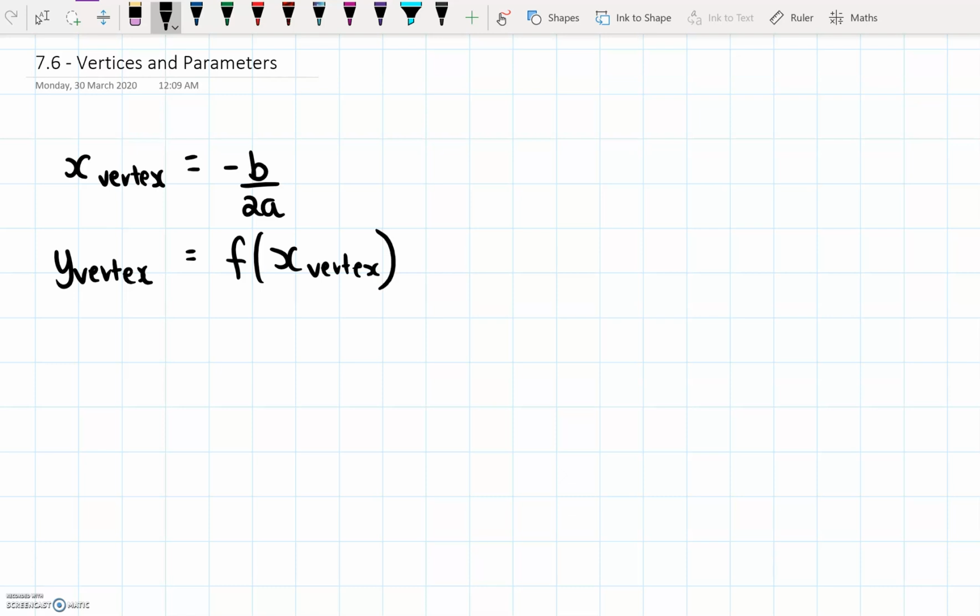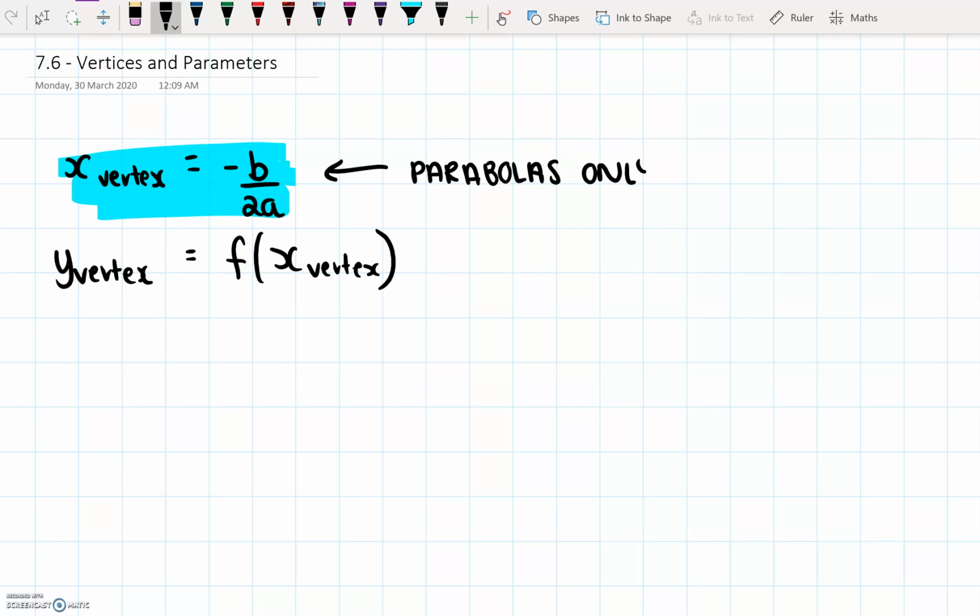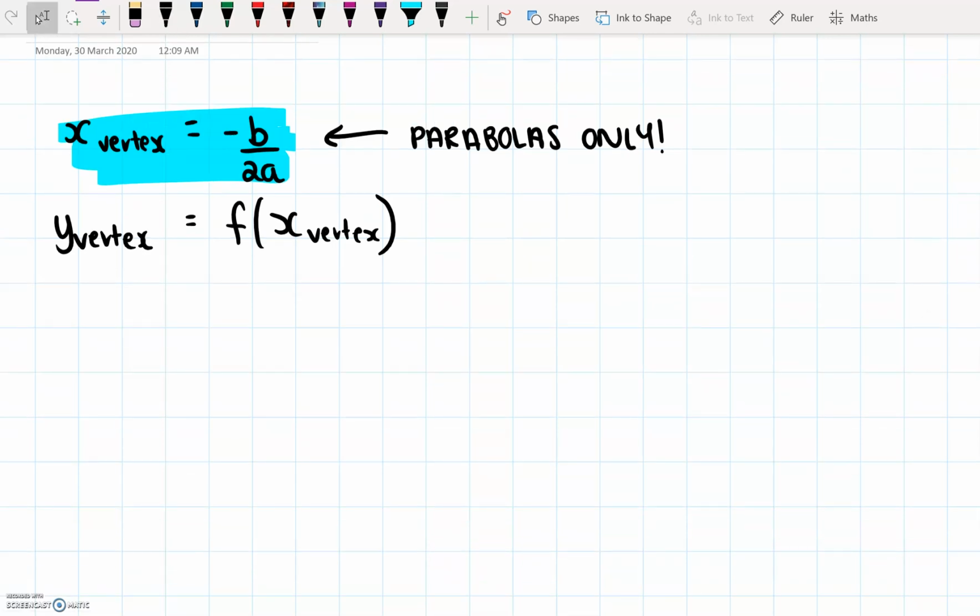Okay, remember this is only for a parabola. This formula here only works for a parabola. Parabolas only. Okay, I see a lot of people when they get to year 4 and they start working with functions with other powers, they think that again you always calculate the vertex in this way, but it's only for parabolas. Okay, so the y vertex is the function of the x vertex.